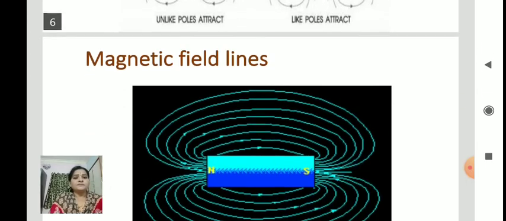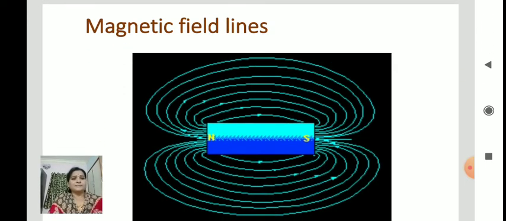And let us know what a magnetic field line is. Like the electric field line, electric field lines start from a positive charge, and for a single positive charge they will be radially outward. They start at a positive charge and end at a negative charge. But those are not closed loops.